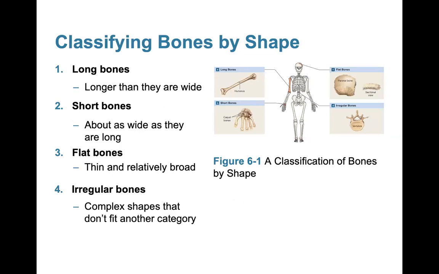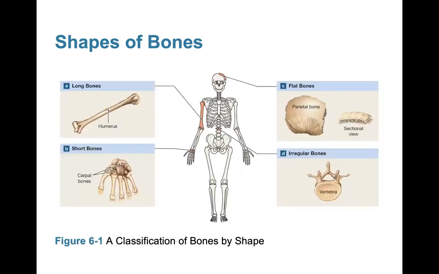There are different types of bones. We have long bones. They are longer than they are wider. Short bones. They're about as wide as they are long. Flat bones. They're thin and relatively broad. And then irregular bones. These are complex shapes that don't fit another category, so they're just thrown into this category of irregularly shaped. And here you can see a picture of each of those 4 different types of bones.